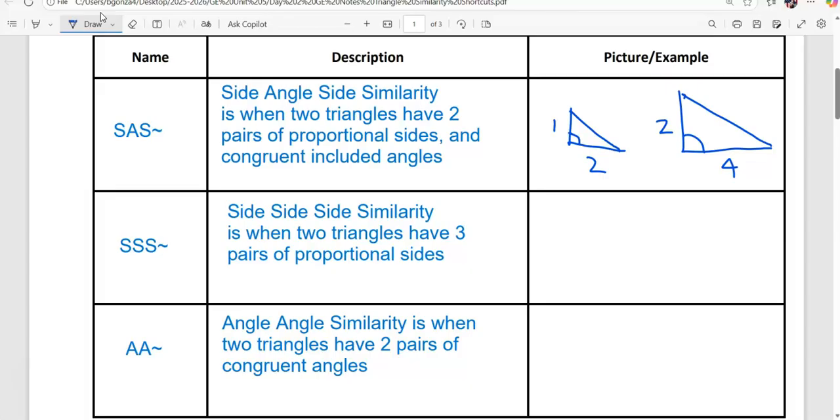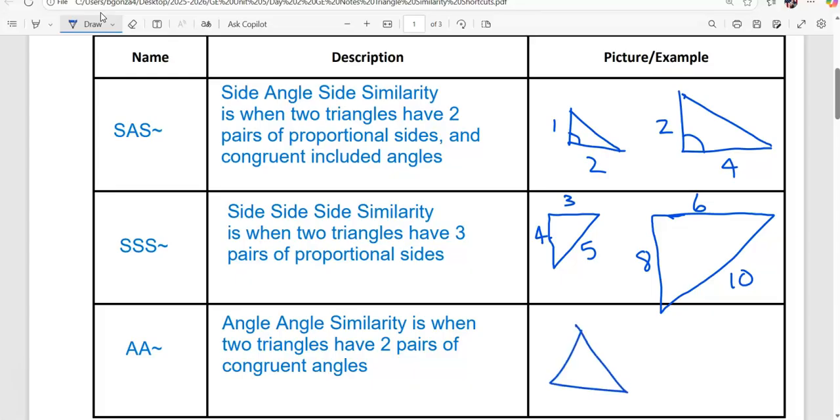So these are proportional sides. Something like that. Sorry, I'm not the greatest artist ever to exist. What'd you say? All right.